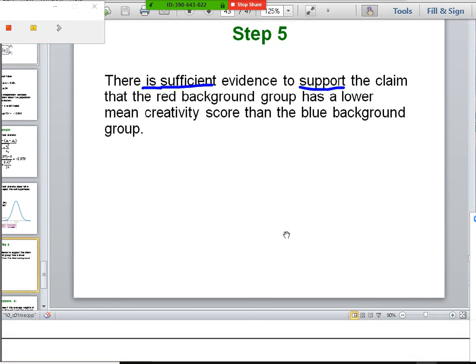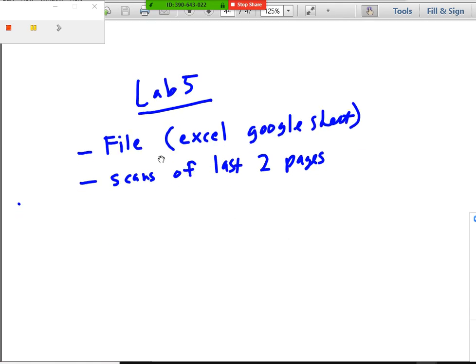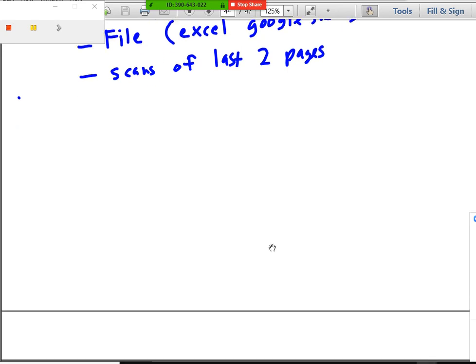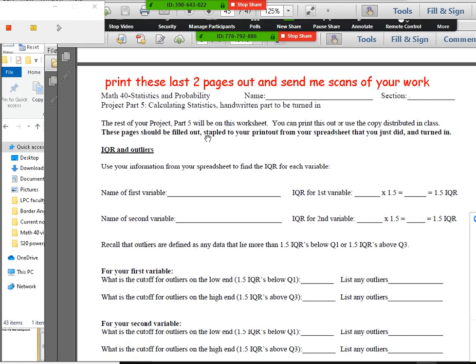Okay, the last thing I want to go over just very quickly because I know we're out of time is lab 5. All I need from you is the file, so your Excel or Google Sheet, and then you don't have to worry about printing out stuff because you have the file already. And then I handed this handout out to you guys, so I just need scans of the last 2 pages. So it's this part here, pages, I think 5 and 6. So print these 2 pages out, or you should have them already, and then fill them out, and then send me the scans of those 2 pages along with your Excel file. Okay, so that's all I need, and that's by next Wednesday.